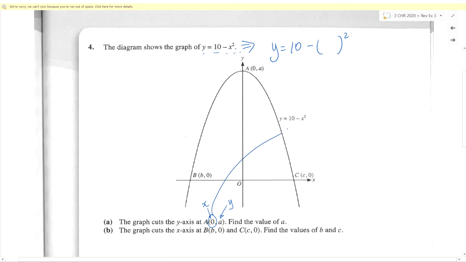So they tell us that the x value is 0. 10 minus 0 squared. Answer is 10. So this means that y equals 10. That means my A, which is y, equals 10. A equals 10.